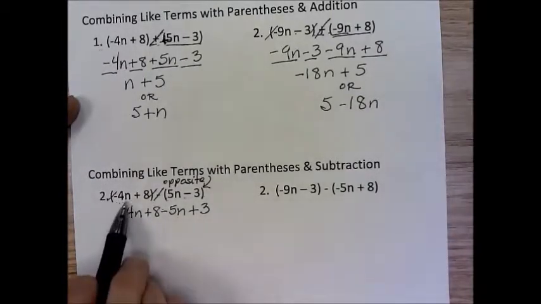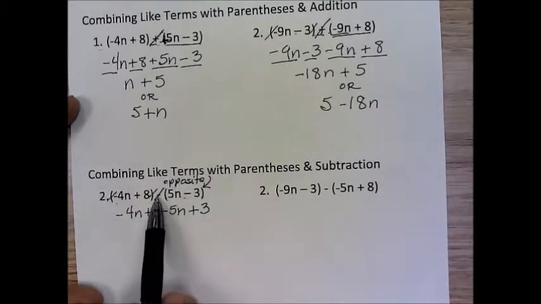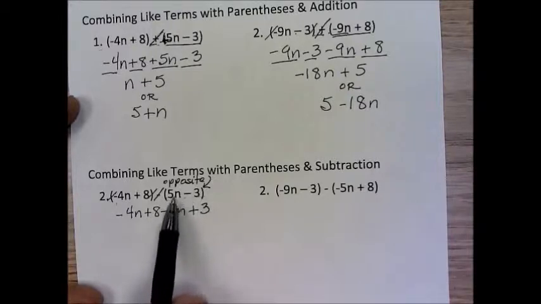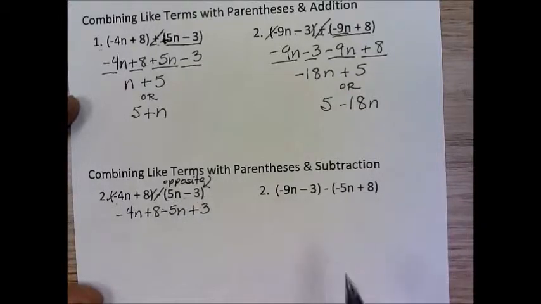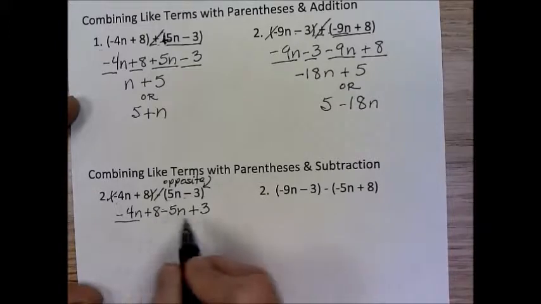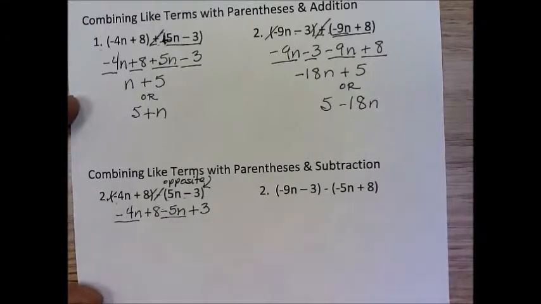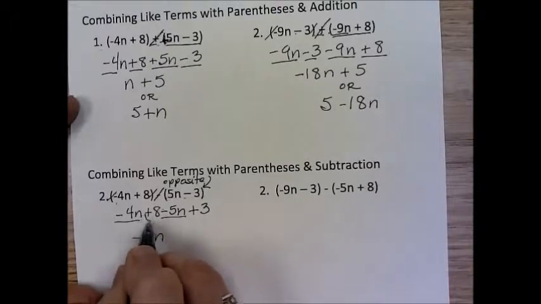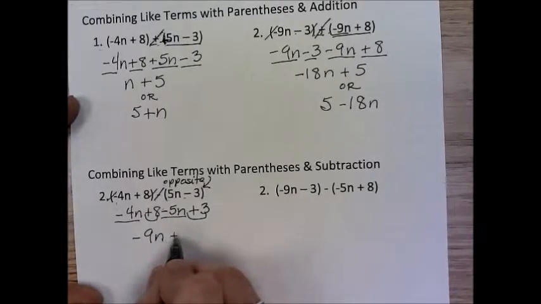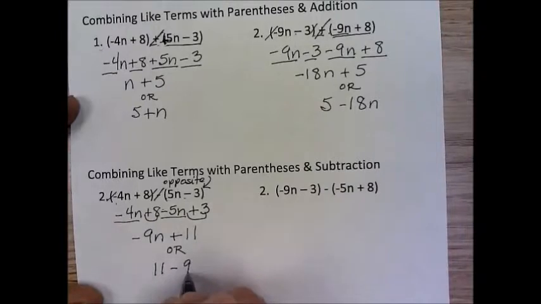And now we have negative 4 plus 8. We drop this and take the opposite of each of these two terms. So now we have negative 4 minus 5. So that would be negative 9n. And then 8 plus 3 would be 11, or 11 minus 9n.